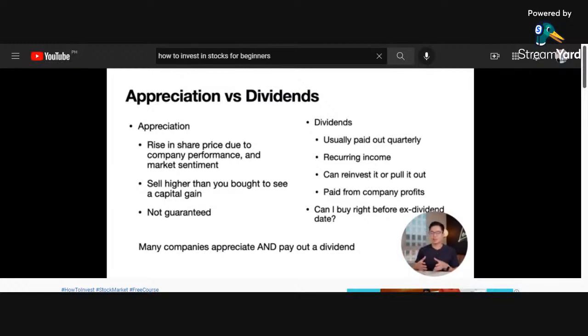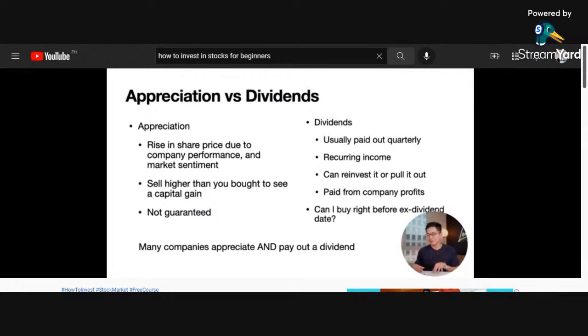This is what happens when you see a rise in the share price just due to the company performance and the market sentiment. When a stock appreciates, let's say you buy at $10, it appreciates to $12, that's when you see that $2 gain. And if you sell it at that $12, then you see that capital gain through appreciation. So appreciation is not guaranteed. It could go either up or it could go down, but if it does go up, that is when you do make money through appreciation.